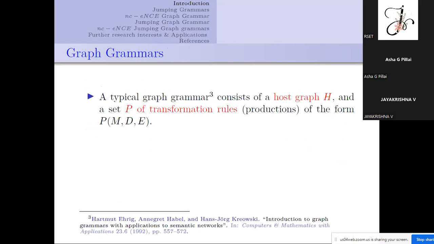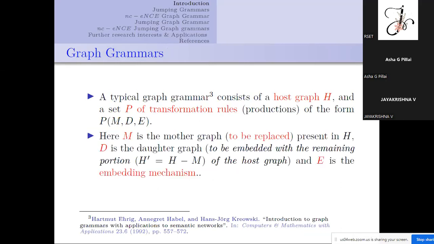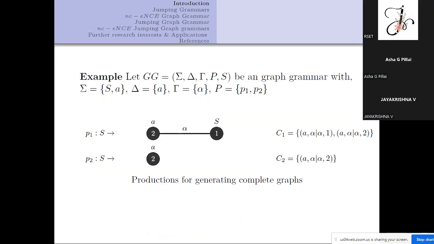So graph grammar, the base definition: a typical graph grammar consists of a main graph called the host graph and a set of transformation rules of the form P of M, D, E, where M is a mother graph to be replaced, which is present in the host graph H, and D is the daughter graph, which gets embedded after replacing your mother graph. You have E, which is the embedding mechanism that we use. Depending upon the embedding mechanism, we have several kinds of graph grammars. So one such example is given over here.